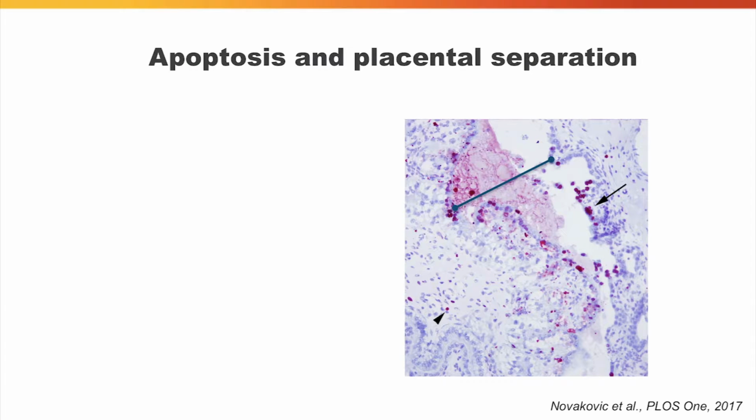This is a micrograph of maternal-fetal interface, and you can see 2 pieces. On the left-hand side is the endometrium, and on the right-hand side of this image is the placenta. And both of those are coated with a layer of epithelium, which is represented by the dark purple nuclei. And the bar represents a small piece of separation of the placenta from the endometrium.